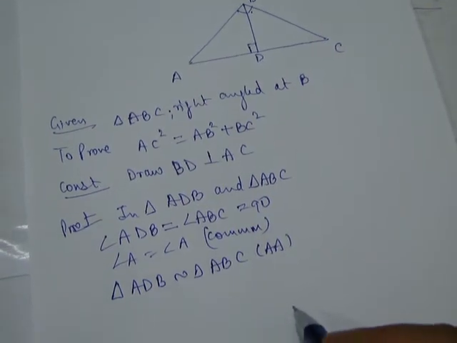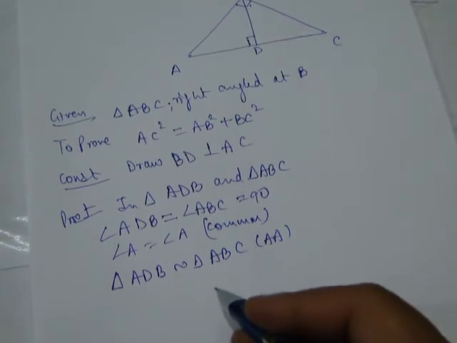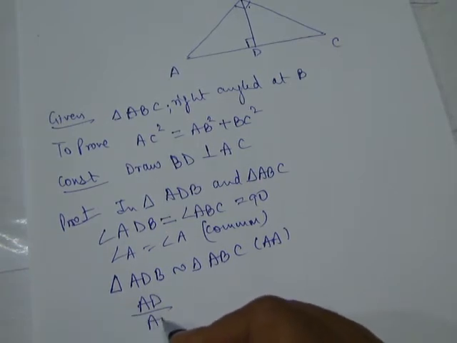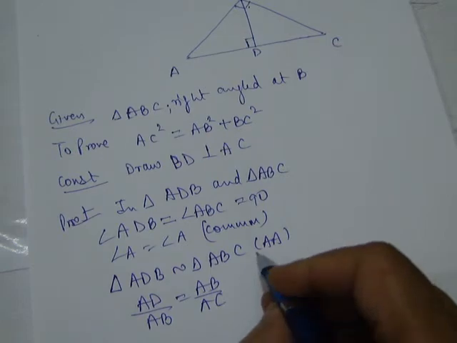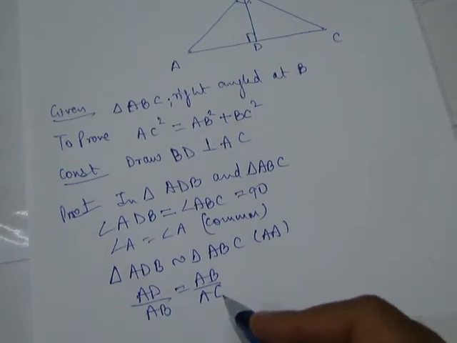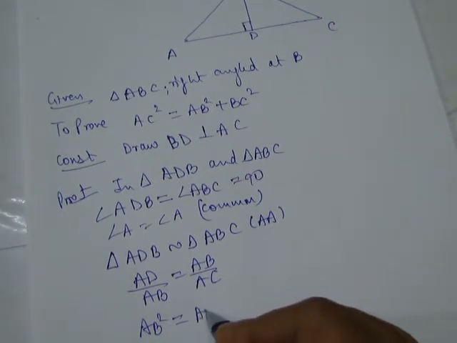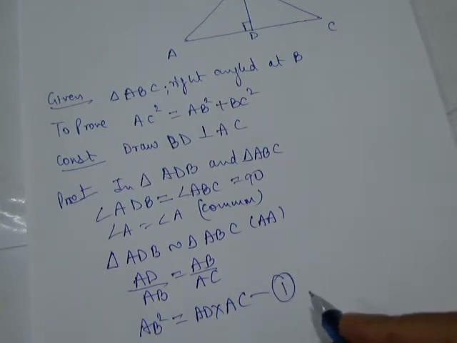When triangles are similar, we can take the ratio because sides correspond. So we can write AD upon AB equal to AB upon AC. This is our first equation, or you can simplify it further. You just cross multiply. So you will get AB square equal to AD into AC. This is our first equation.